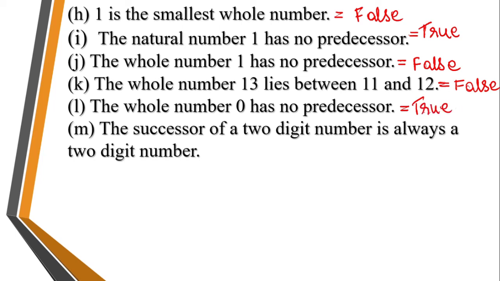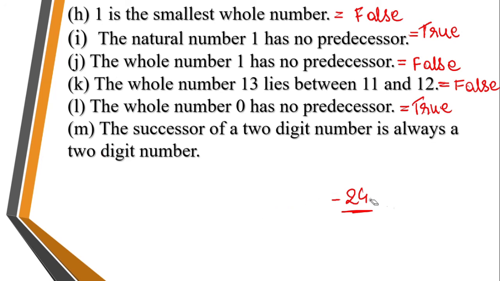Now the next statement which we have is, the successor of a 2-digit number is always a 2-digit number. Now we are finding the successor of a 2-digit number. So again, let's take 23. And to find its successor, we will do +1. So 23 plus 1 is 24. So 24 is a 2-digit number and 23 is a 2-digit number. So 24 is the successor of 23. So we are getting the answer as a 2-digit number. So is it always a 2-digit number?